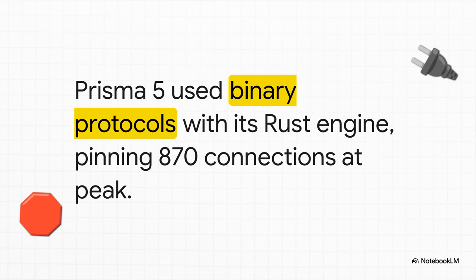So during peak hours, it was literally pinning up to 870 connections on their RDS proxy and completely starving the system. It was wild. The fix? Prisma actually had to fundamentally change its architecture. By Prisma 7, they completely dropped that Rust engine in favor of pure TypeScript driver adapters. This let developers use the standard text protocol and stop that dreaded connection pinning entirely.